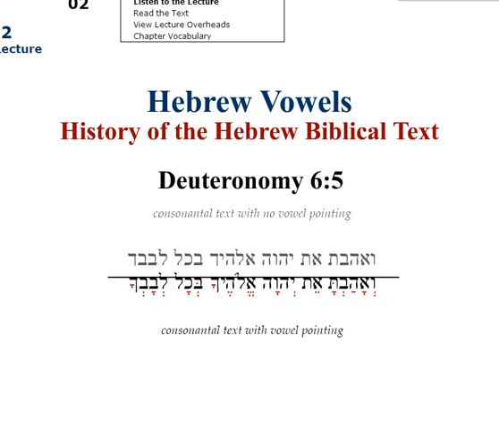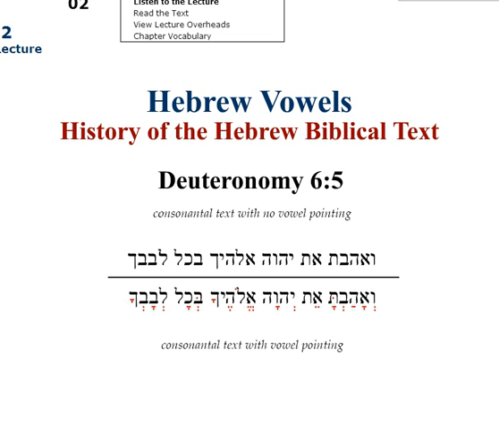In handout 2A, we show the Hebrew text of Deuteronomy 6:5, first without and then with vowels. In the consonantal text with vowel pointing, the vowels are given in red. You will observe that Hebrew vowels consist of symbols beneath, within, and to the left of their consonants.